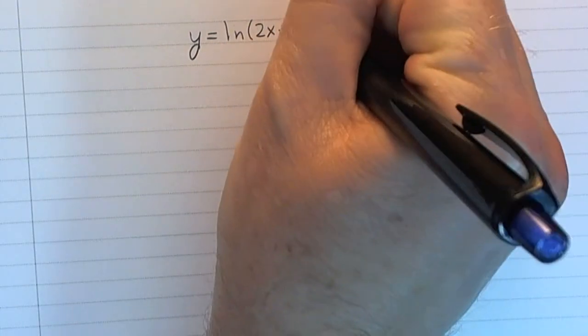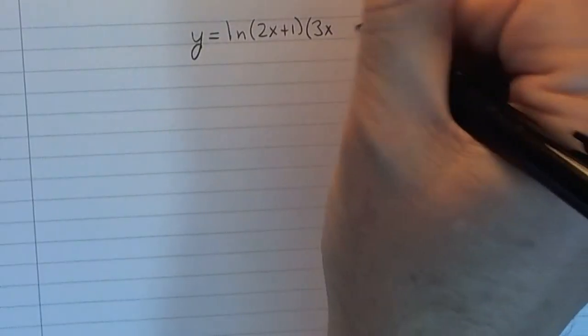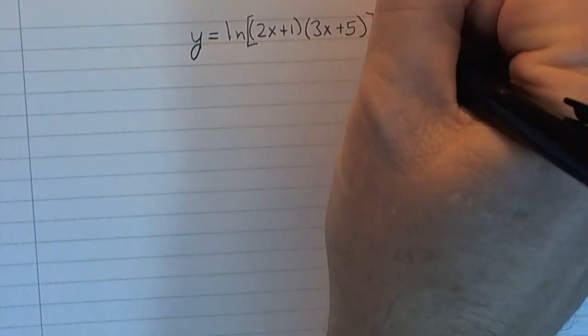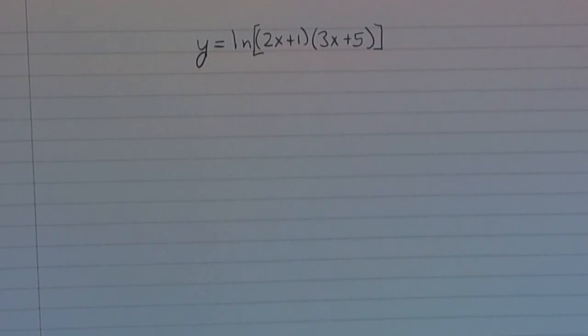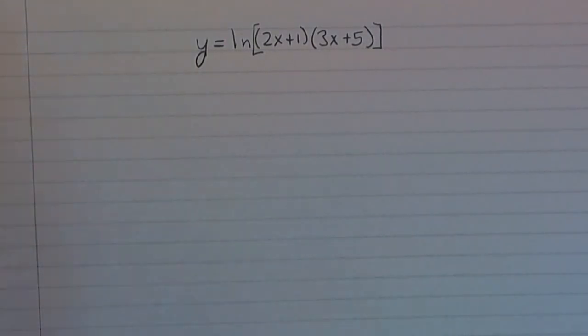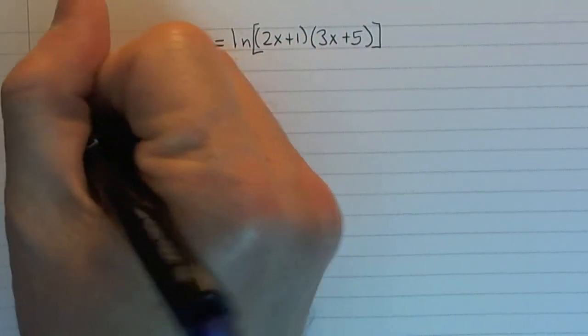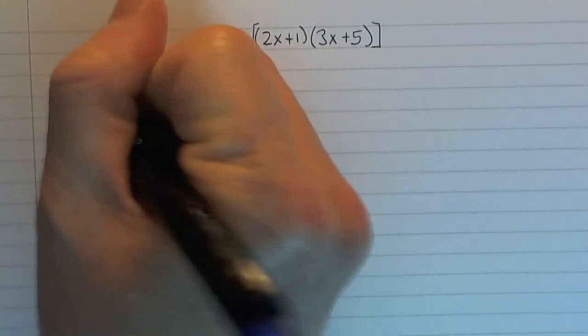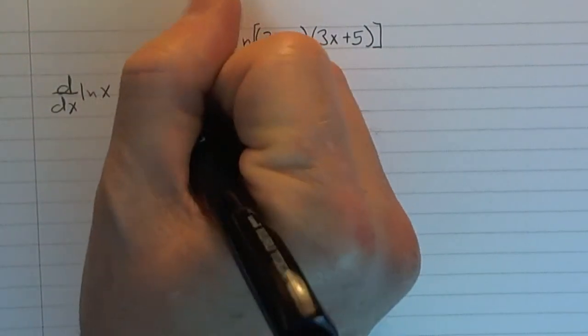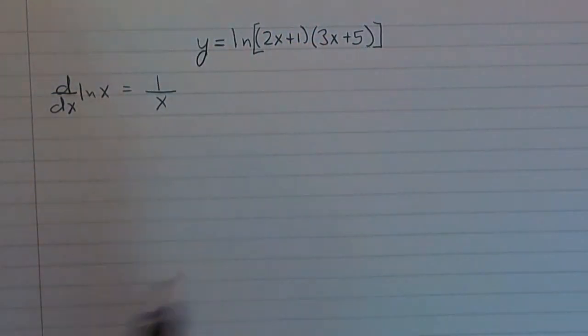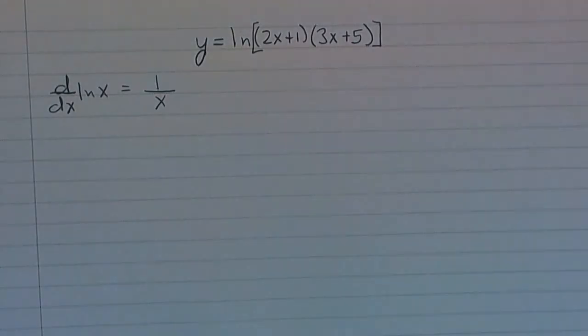Okay, let's look at how we would differentiate something like this. Let's suppose we've got the natural log of (2x plus 1)(3x plus 5), let's say. Something like this, and we want to find the derivative. Well, remember that the derivative of the natural log is just going to be 1 over x. And of course, we would apply the chain rule, and we would in this case here.